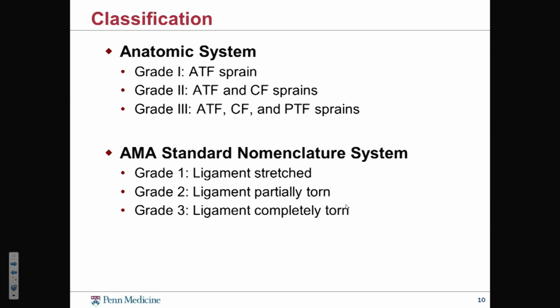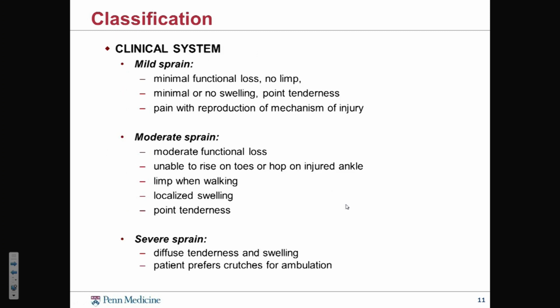So there's a number of different ways to grade ankle sprains. There's a couple different systems. There's the anatomic system and the AMA system. I won't go into great details, but it kind of gives you a sense of how bad the injury is. The clinical system is the one that's probably most commonly used, and that really just goes from mild, moderate to severe.